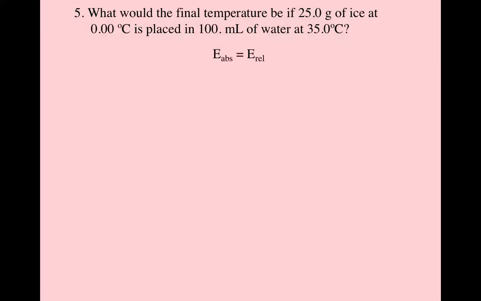So we start out with the law of conservation of energy here, that the energy absorbed by a substance has to equal the energy released. And in this problem, it says, what would the final temperature be if 25 grams of ice at 0 degrees Celsius is placed in 100 milliliters of water at 35 degrees Celsius?